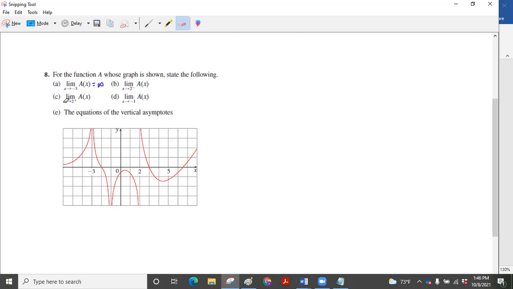How did I know that it's asking me for the limit from the left and from the right? Well, it's because it doesn't have a superscript. It doesn't say come from the left or come from the right. It wants me to come from both sides.